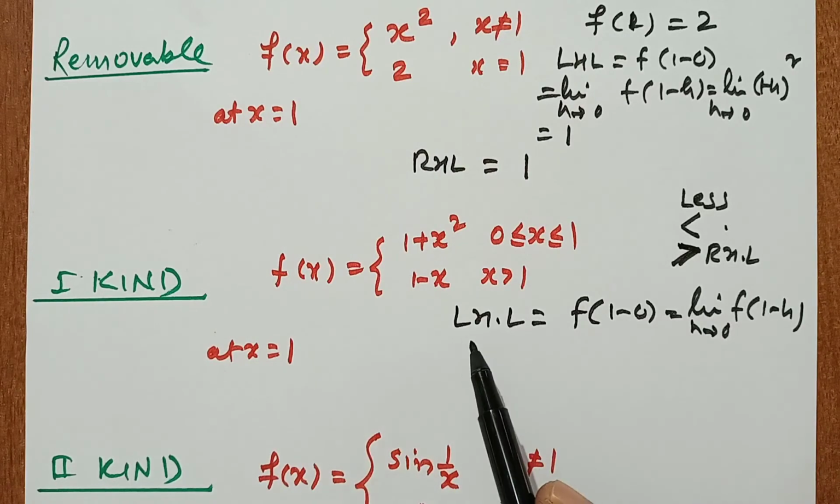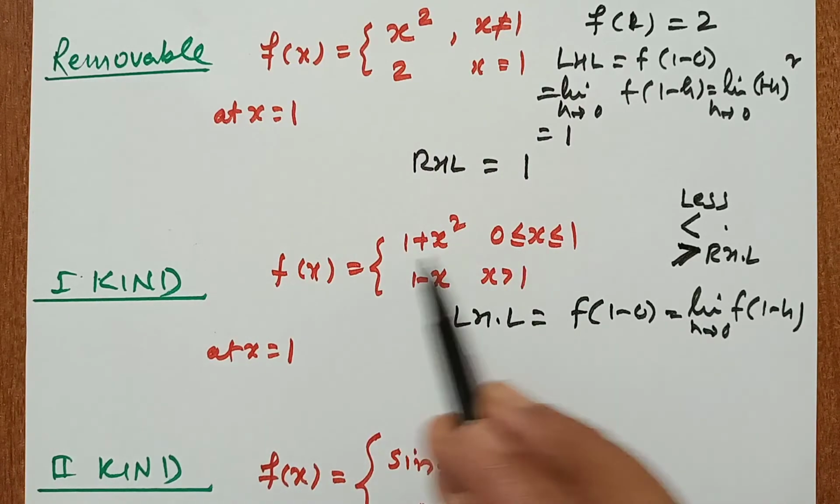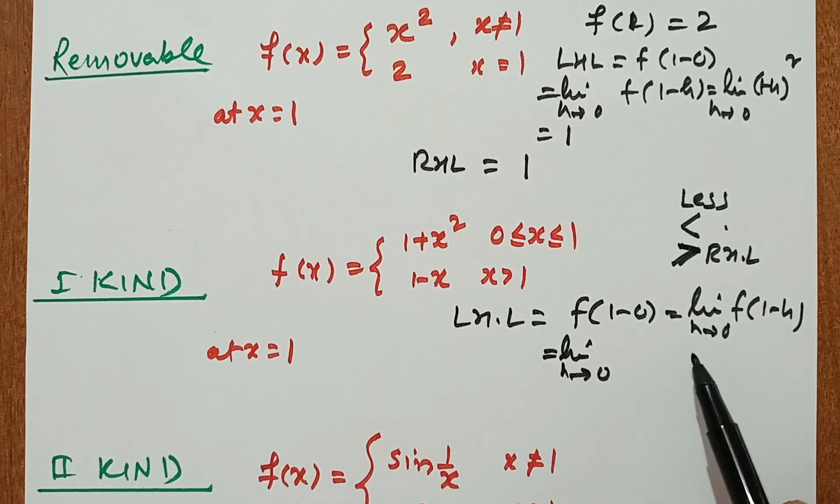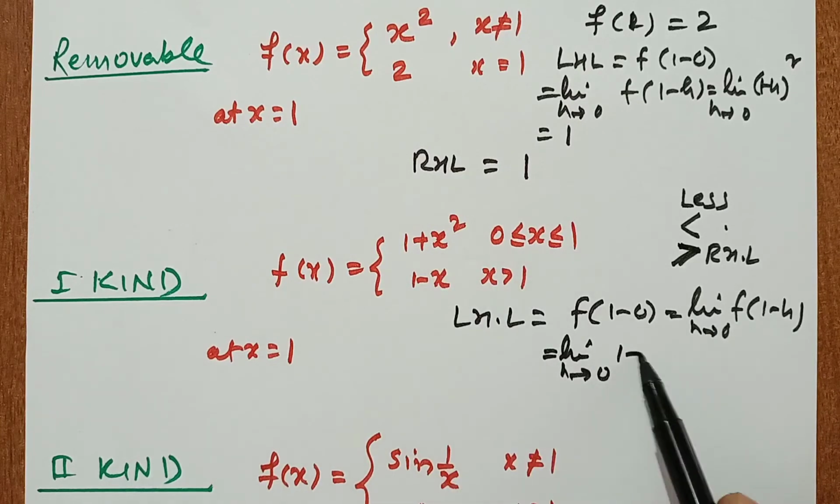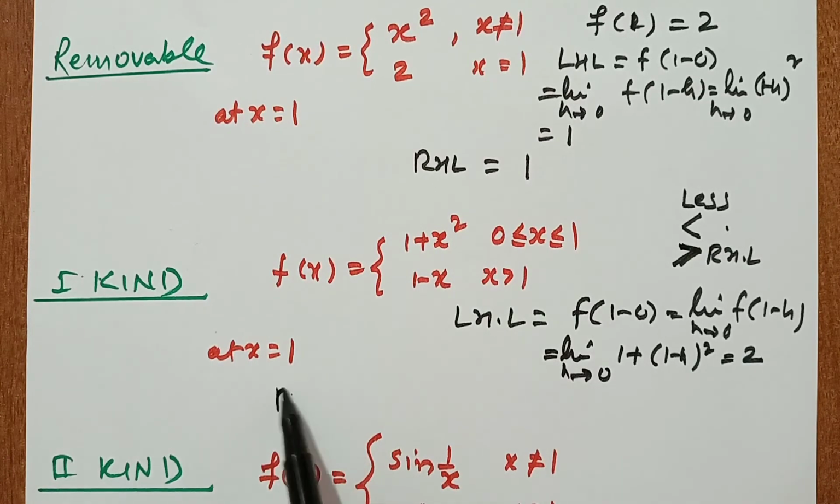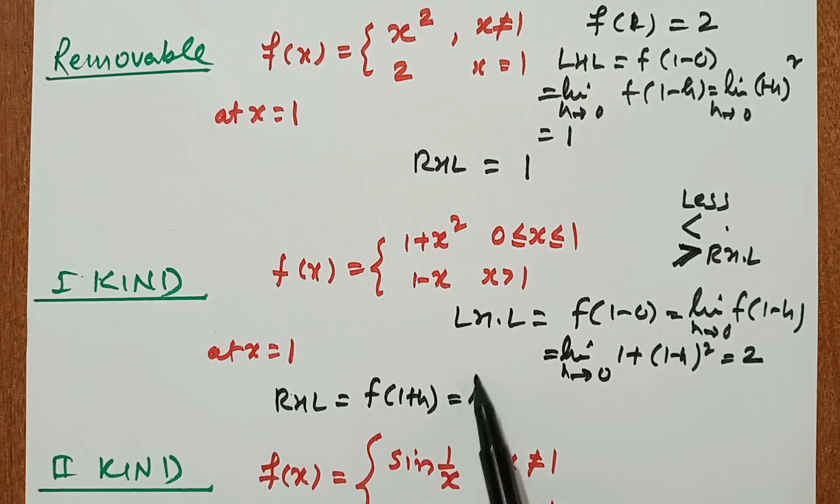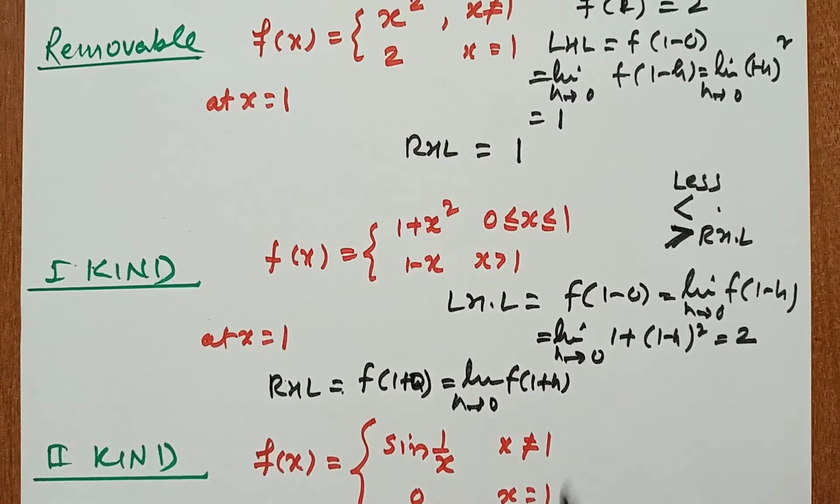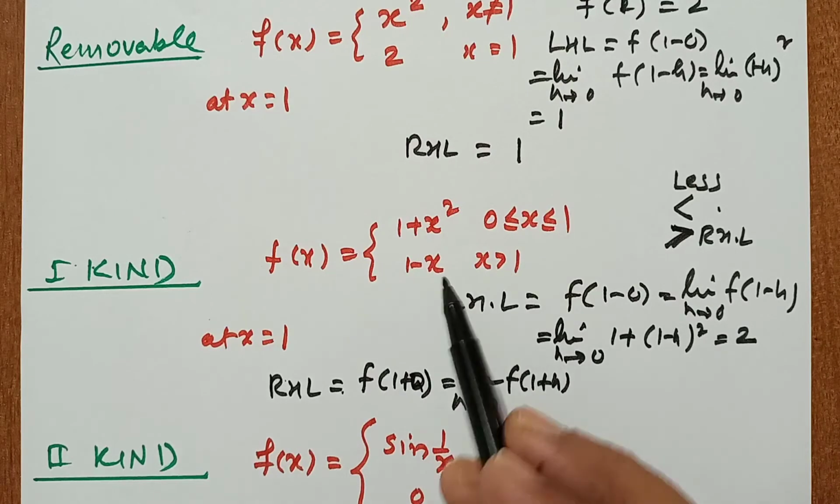So in the case of the left hand limit, this is the value: limit as h tends to 0 of f of 1 minus h. Here we put 1 plus 1 minus h square. On taking the limit, this is equal to 2. And the right hand limit means f of 1 plus h, the limit as h tends to 0 of f of 1 plus h. Here 1 plus 0. In the case of the right hand limit, we calculate for x greater than 1, so here we put 1 plus h.